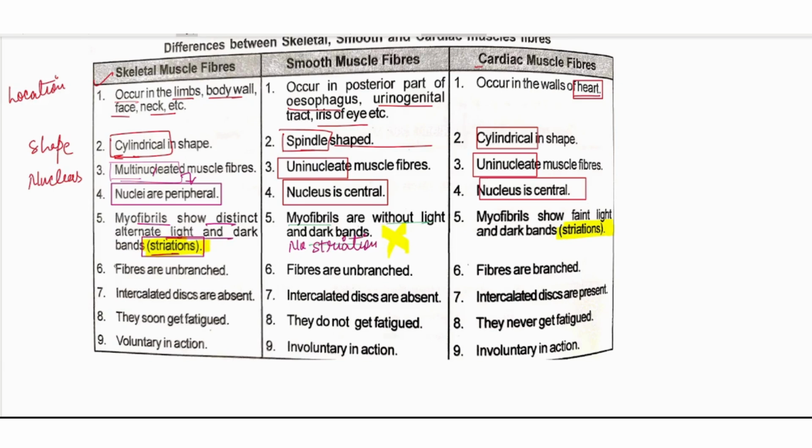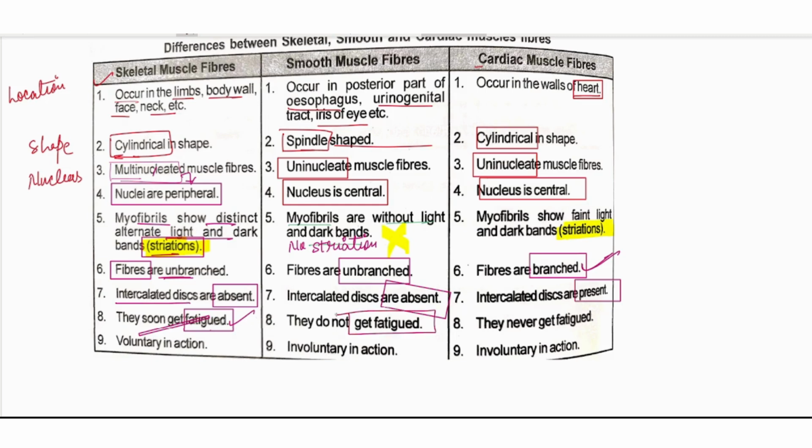Okay, and the next is that fibers are unbranched. Here also unbranched, but in the heart muscle there is branching. And the intercalated disc is absent in the skeletal and smooth muscles, but it is present in the cardiac muscles. And they get fatigued soon because contraction and relaxation are very common in the body muscles, but the smooth muscles do not get fatigued because there is not that much movement compared to the skeletal muscles, and the heart also does not get fatigued. Okay, and only the skeletal muscles are voluntary and the remaining two are involuntary.